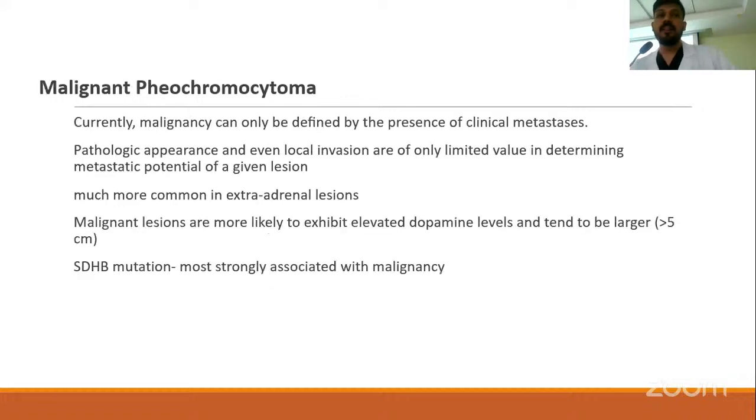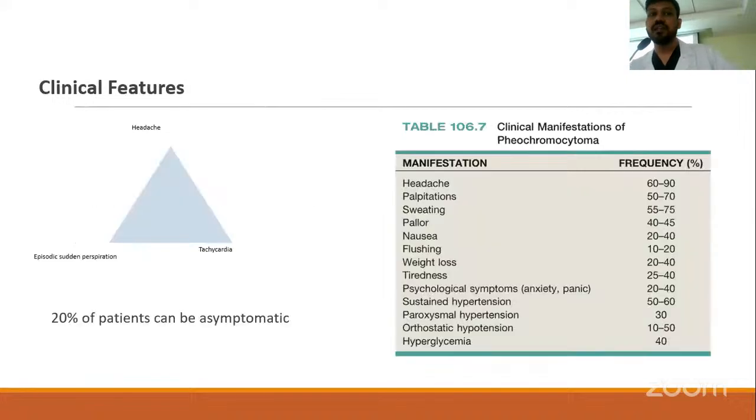Malignant pheochromocytoma. Malignancy can only be defined by presence of metastasis. Even local invasion is not considered as being malignant. It is much more common in extra-adrenal lesions. Malignant lesions are more likely to exhibit elevated dopamine levels, and they are usually larger than 5 centimeters. SDHB mutation is most strongly linked with the malignancy.